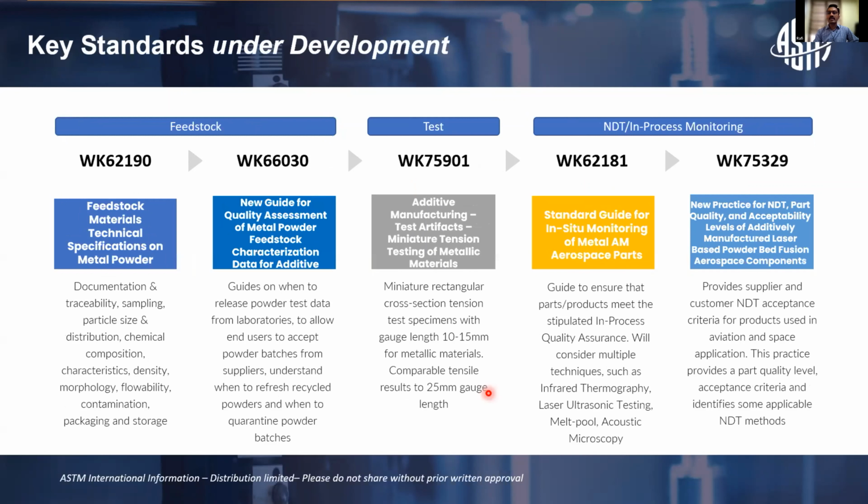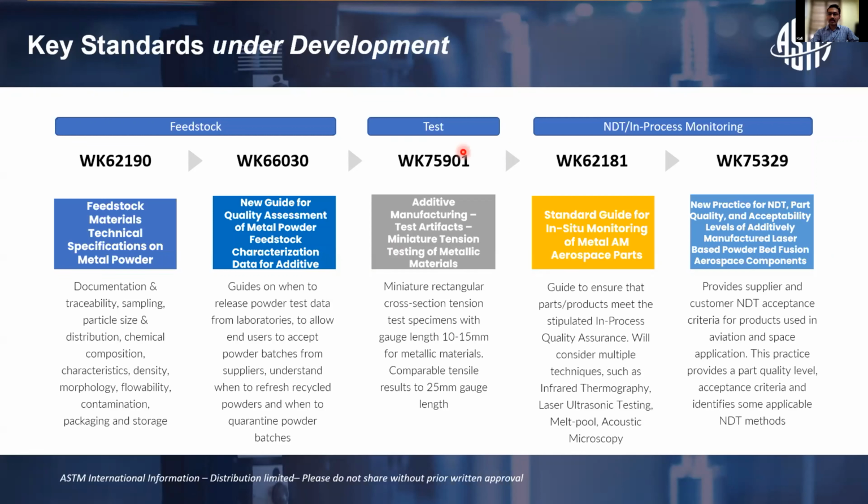Then these are some of the key standards under development. You can see here WK, which means a work item, something under development. Once we complete it, this number will be changed into a standard specification number. So we have a couple of standards currently under development for feedstock, which talks about how to create a technical specification for metal powders. We have another standard which talks about metal powder feedstock characterization data. So data is another important aspect: how you're going to collect this data and use it for traceability.